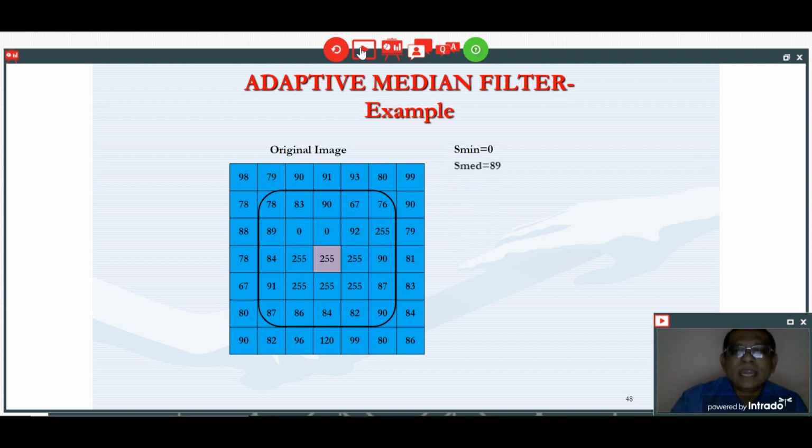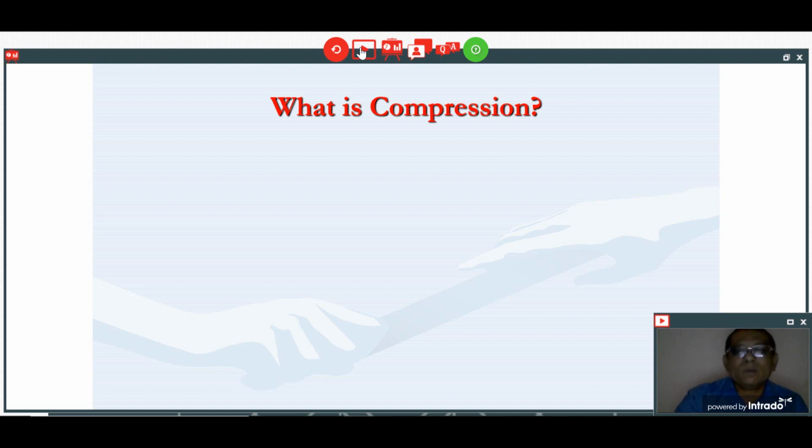Now the processing pixel remains the same at 255. We find the minimum value, which is 0. The median value is now changed to 89, and the maximum value is 255. The condition is satisfied, so we don't have to increase the width of the window. But unfortunately, 255 happens to be a noisy pixel because it corresponds to salt noise. So this pixel has to be replaced by the median of its neighbors. We can see that this pixel is being replaced by the median value of its neighbors, which is equal to 89. So what we understand is that there are different variants of the median filter.